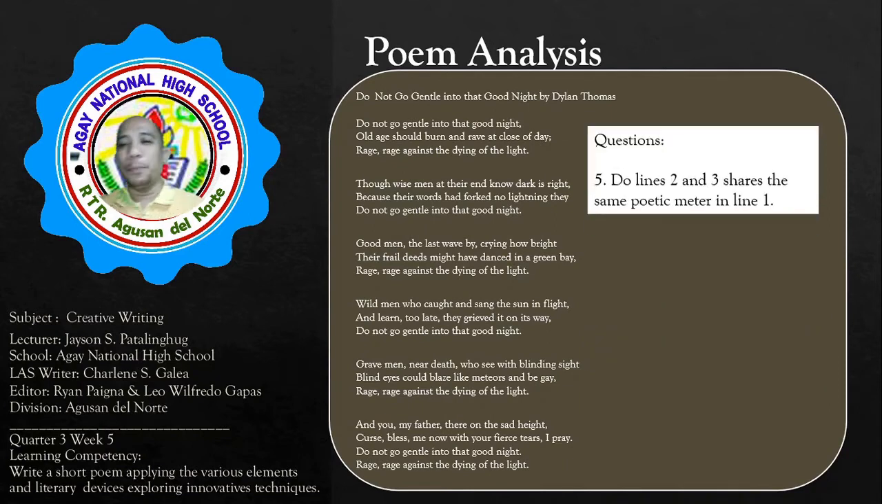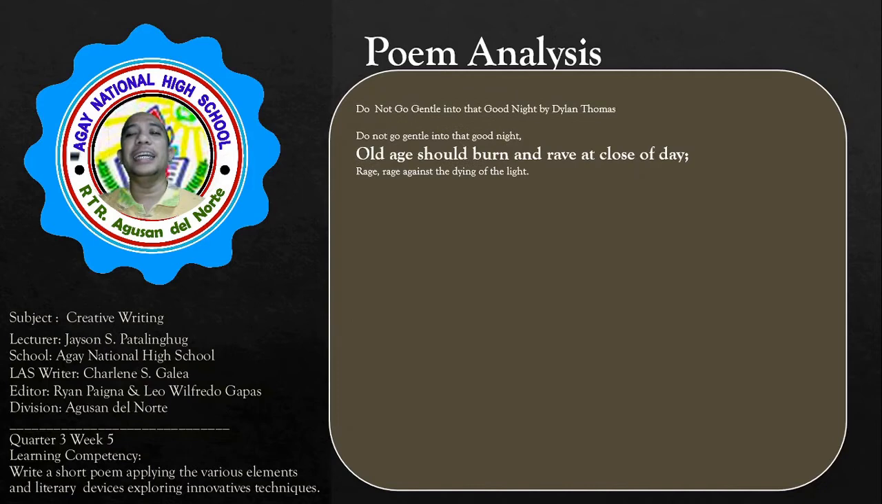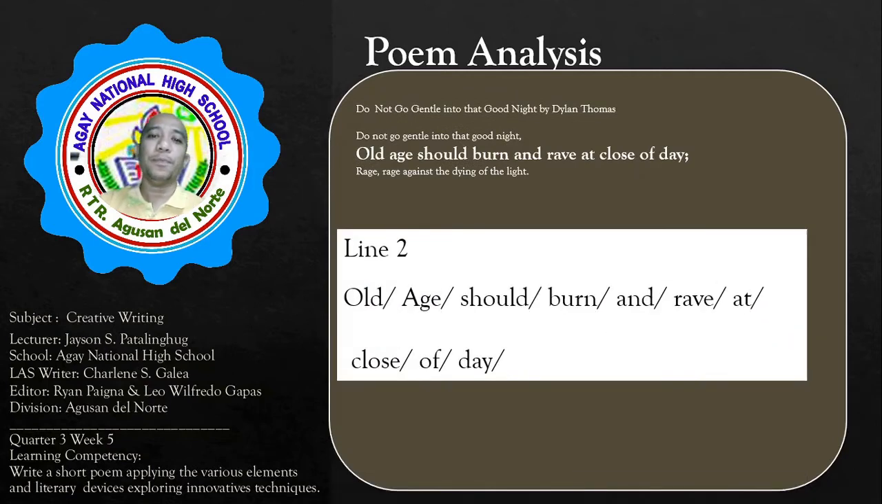Okay, next question. Do lines 2 and 3 share the same poetic meter as line 1? Now, if line 1 is an iambic pentameter, let us see if lines 2 and 3 share the same by doing the same procedure we did a while ago. Okay, let's do it in the second line. For the second line, old age should burn and rave at close of day. So the first thing we are going to do is syllabicate it.